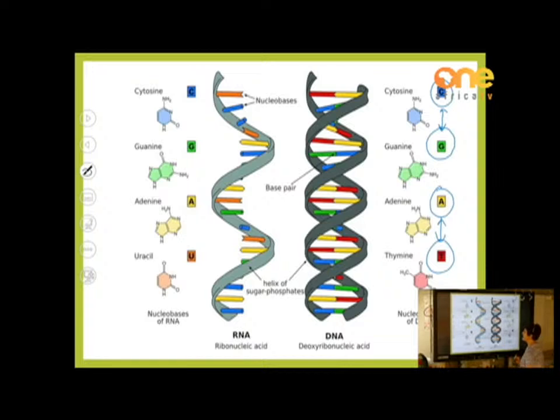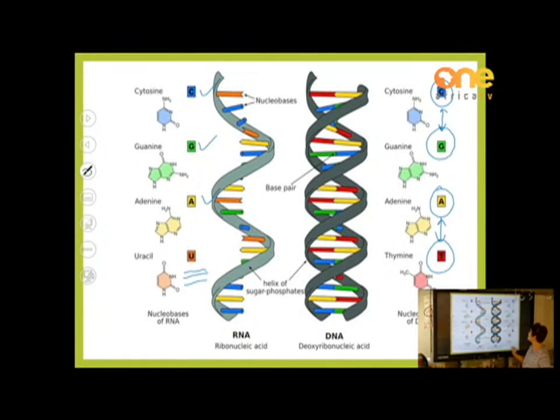Okay, then I have an RNA strand, which is a single strand. And here I see, okay, cytosine and guanine resemble DNA, adenine resembles DNA, but uracil is a different nitrogenous base or nucleobase that I find on RNA.